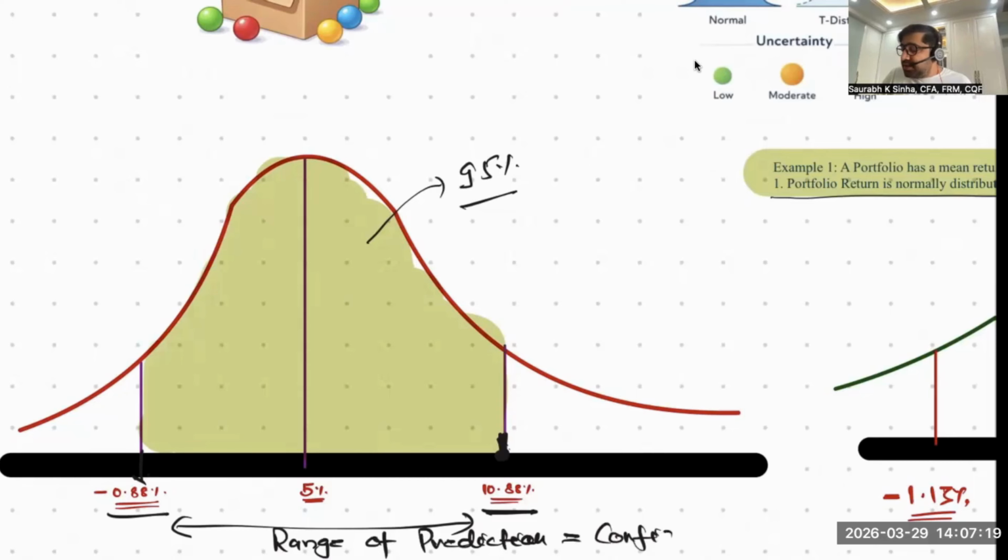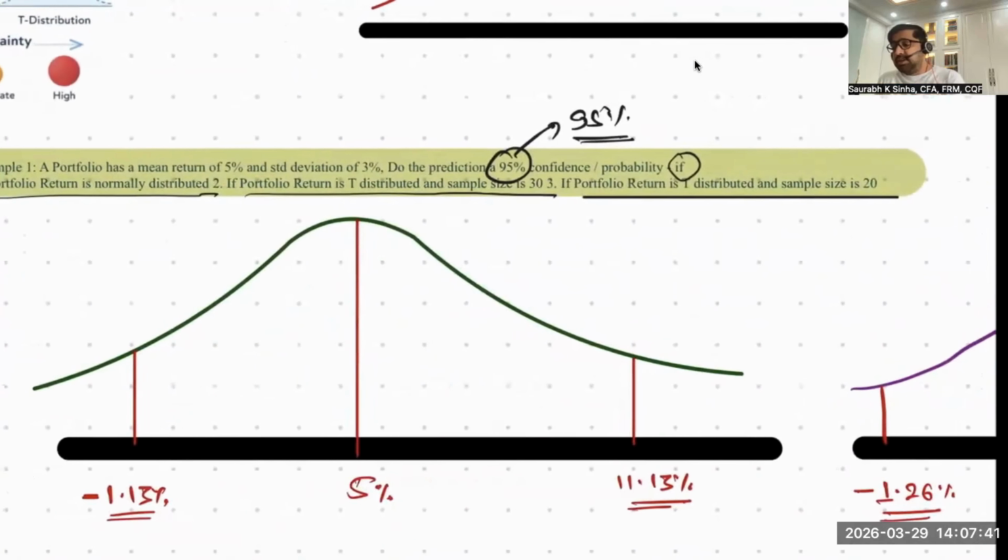Is the confidence interval. So if I'm saying the range of prediction is between negative 0.88% and 10.88%, I'm saying I'm 95% confident about it. Or I can say there is a 95% probability that the portfolio return will vary between negative 0.88% to 10.88%. Now, what about this? This is the second scenario.